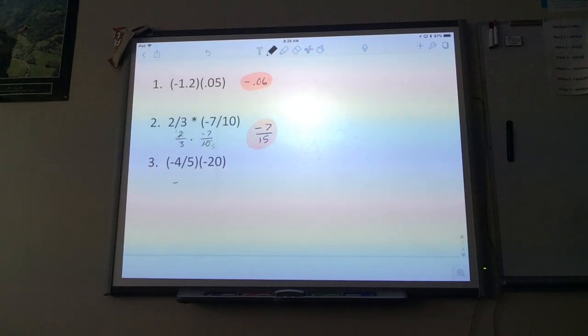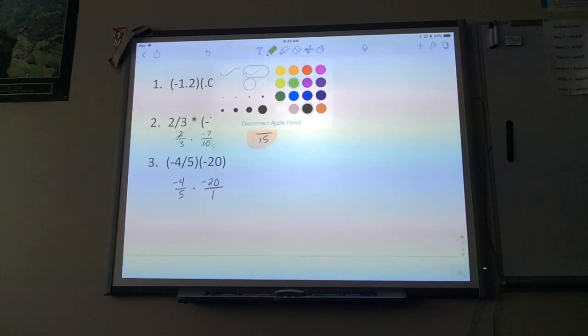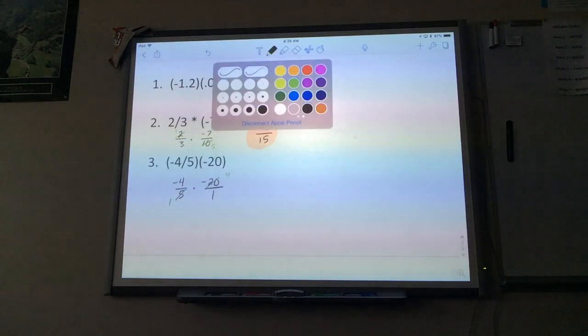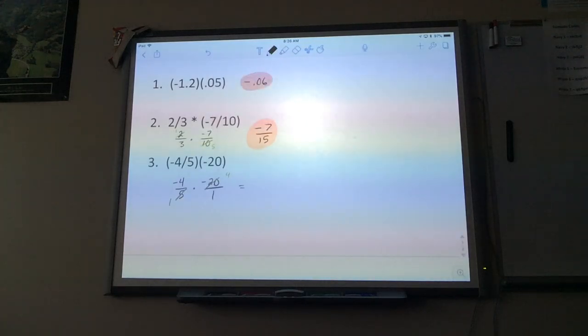Okay, last one, let's rewrite it. 4 over 5, negative, multiplied by negative 20. What would I have you do before you start this? Put it over 1. We want it as a fraction. Here 1, and here 4. So that's just negative 4 times a negative 4. Negative 16. Negative 16 over 1, which is just negative 16. Please do not put an answer over 1. Please simplify it as much as you can.